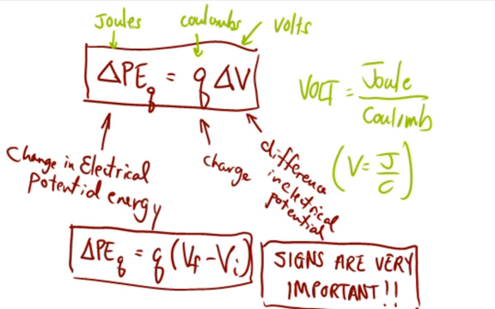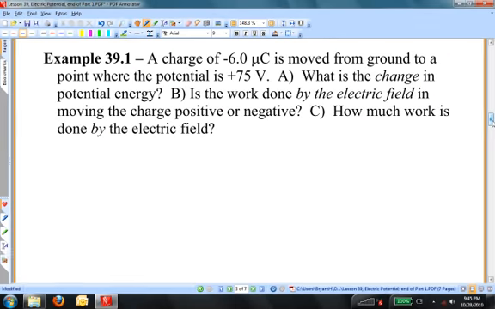Now let's take a look at these numerical problems. A charge of -6 microcoulombs is moved from ground to a point where the potential is plus 75 volts. A. What is the change in the potential energy? B. Is the work done by the electric field in moving the charge positive or negative? And C. How much work is done by the electric field? The formula we're going to use is the change in potential energy is Q times the change in the potential.